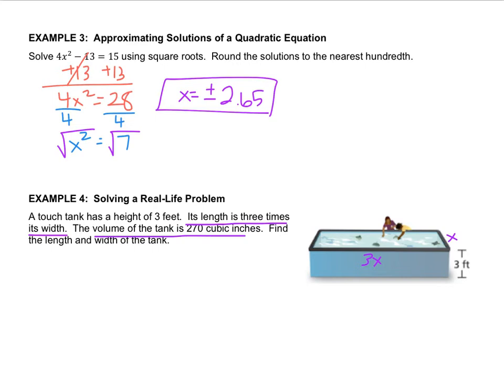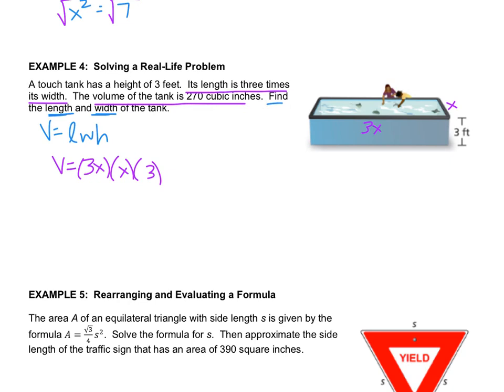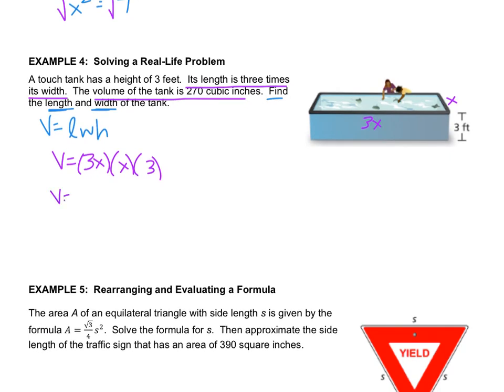So what do I know? I know the formula for volume of a rectangular prism. That's length times width times height. And what they want me to do is find the length and the width. So let me plug in what I have. They tell me that the length, or well, I calculated that the length was 3x and the width was x, and they told me the height was 3. So let's just simplify that. We have V equals 9x squared. And actually, instead of V, I'll put 270.